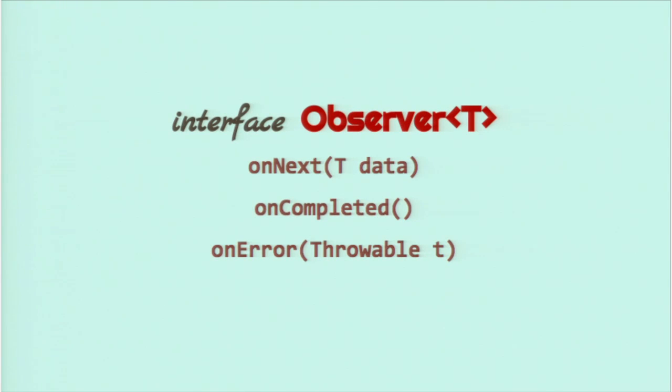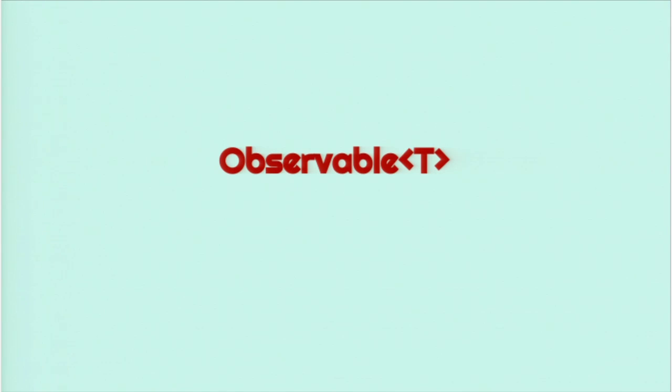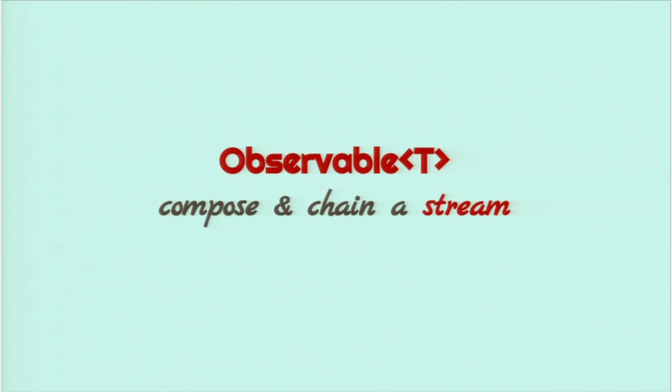And of course, the other side of the picture is Observable of T. So this is your stream of data. This is your source of data. But also, this gives you a way of describing what you want to do with the data. If you want to transform it, if you want to combine it with other sources, if you want to maybe manage errors in a different way. So basically, it allows you to compose and chain a stream.